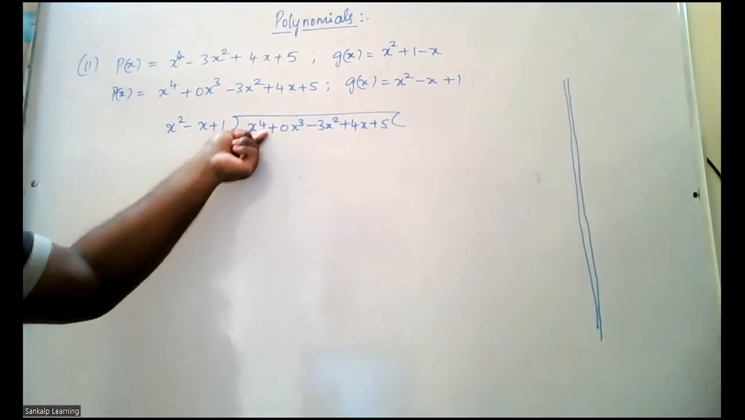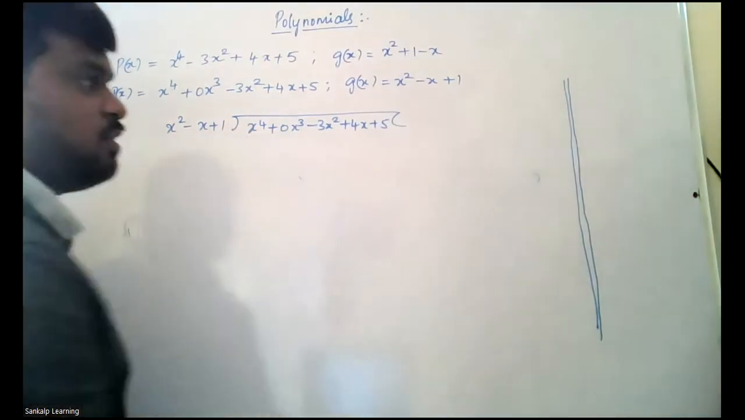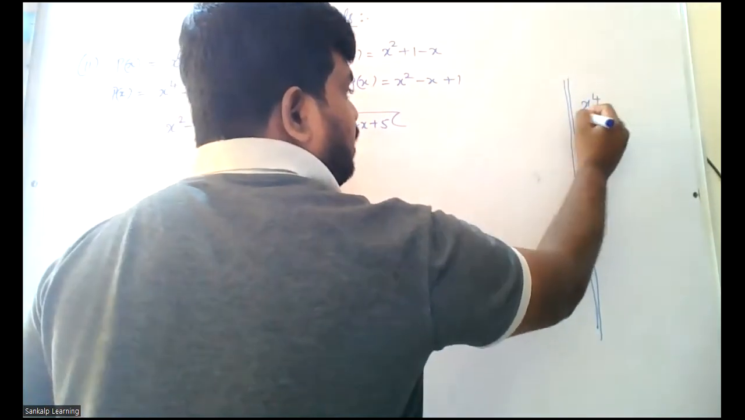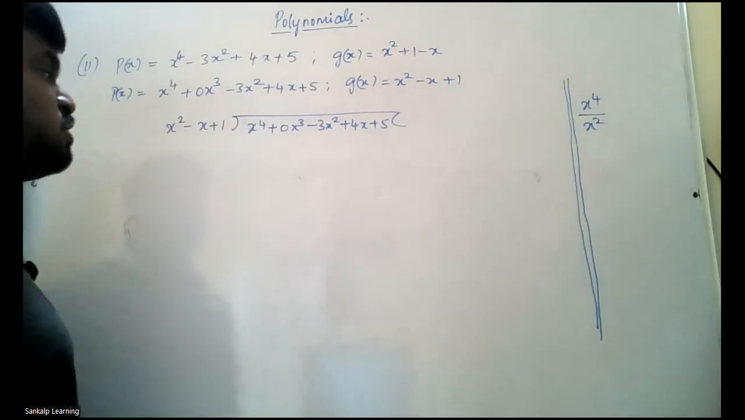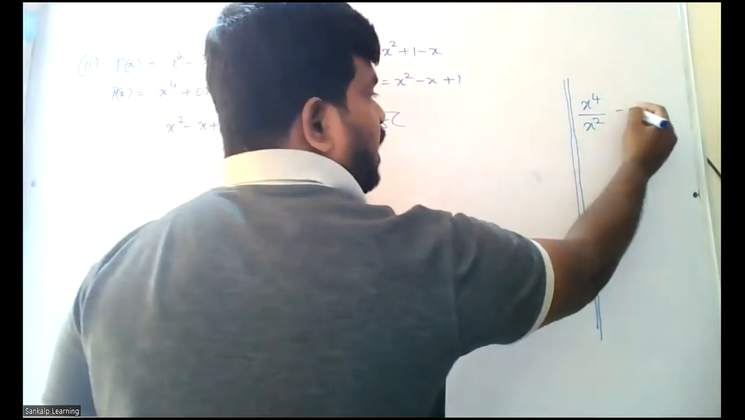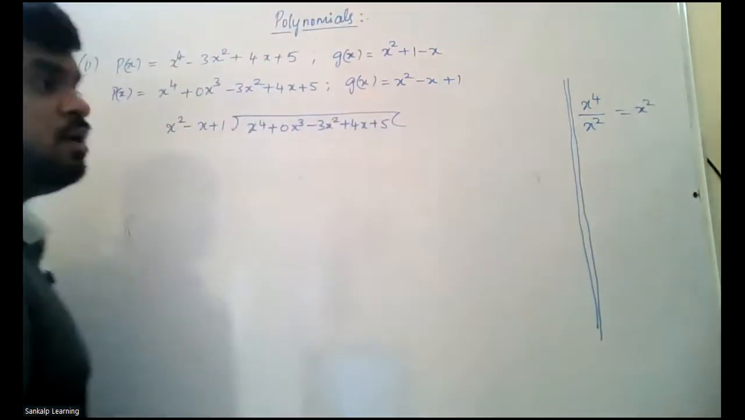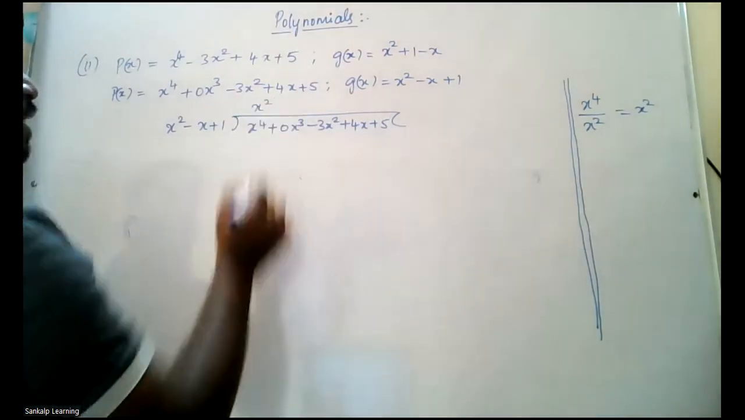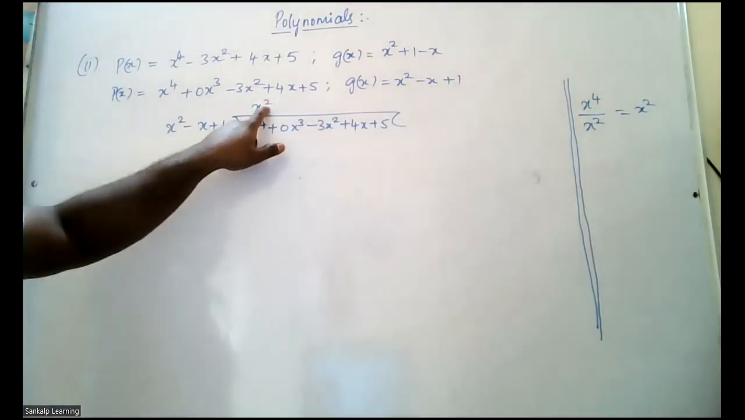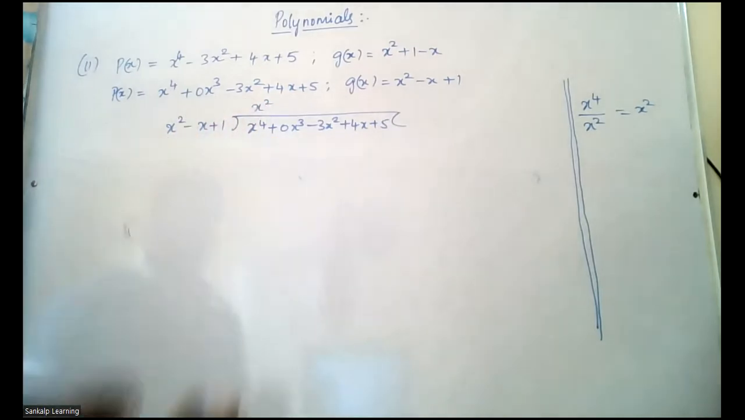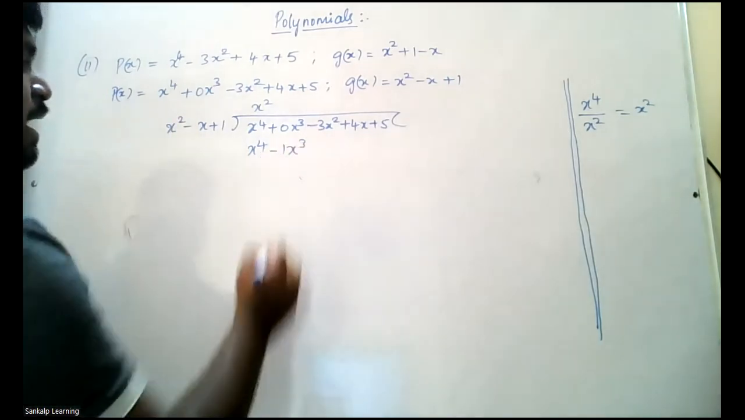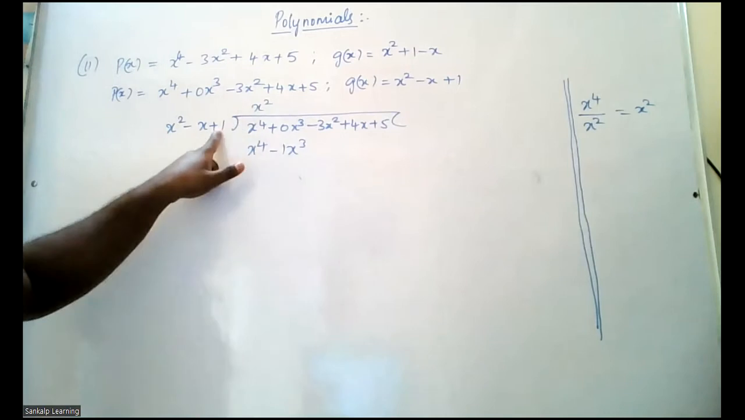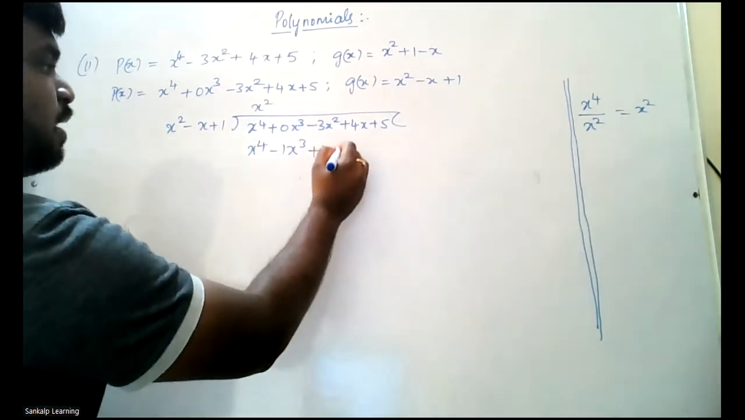What is the procedure? Take the first term here and first term here. That is the first term of the dividend, first term of the divisor. First term of the dividend divided by first term of the divisor. So x power 4 by x square gives you x square, isn't it? So your first quotient is x square, first term of the quotient. So multiply this with each term. So x square into x square becomes x power 4. x square into minus x will become minus x cube, or I can write it as minus 1x cube. x square into 1 becomes 1x square.